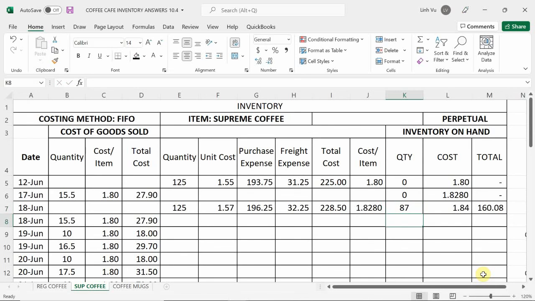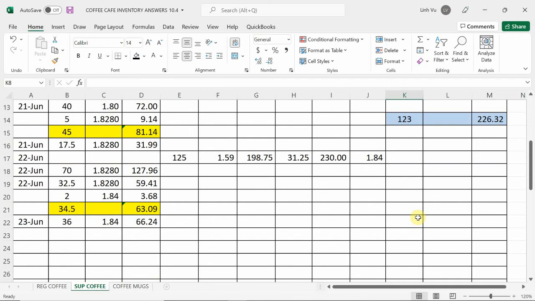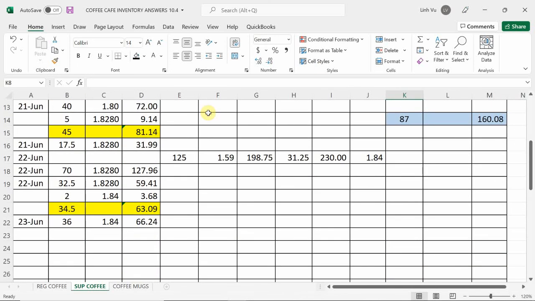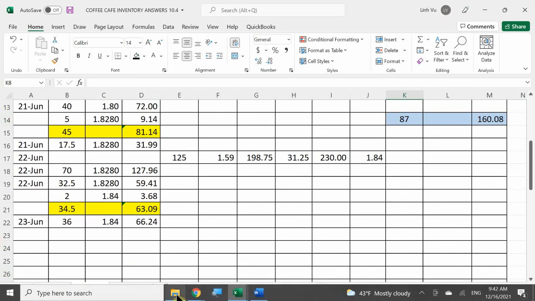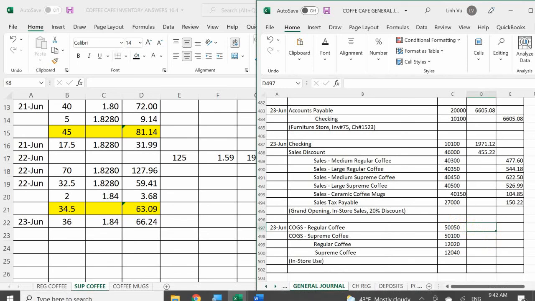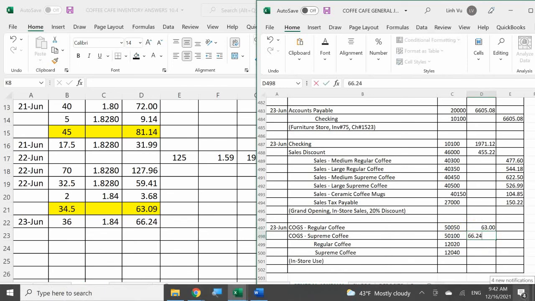So we should now have, what was it before? 50 something. Okay, then we have a total of 66.24. Yeah, that should equal an 8 at the end. Okay, 23 minus 36, 87 at 160.08. Good, thank you. All right. So then, you've got to plug those numbers into your journal. You got one for 63 even, and you got it for 66.24.